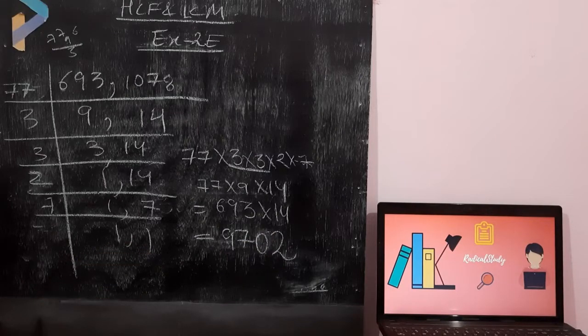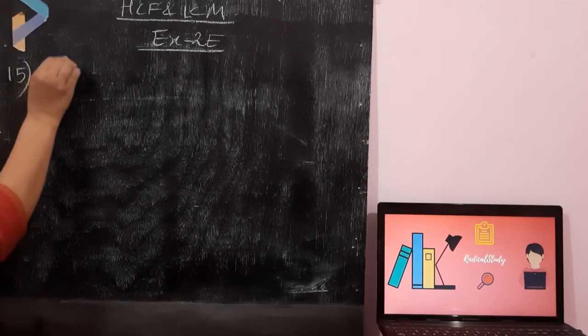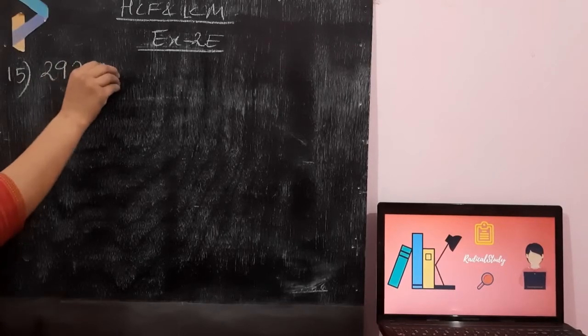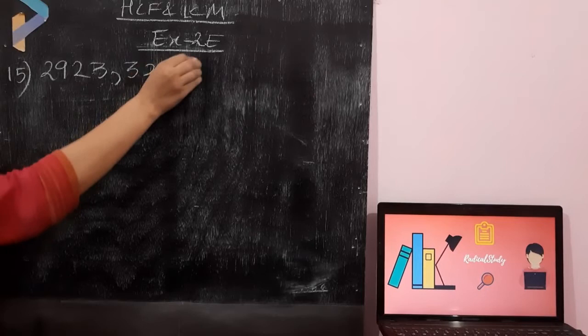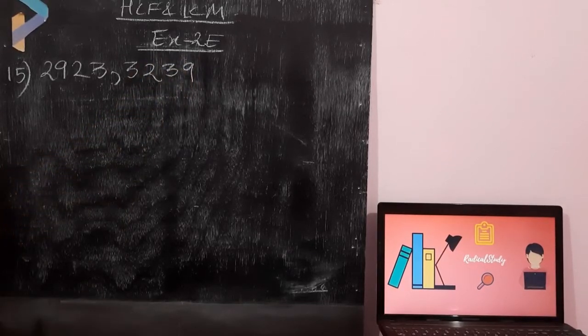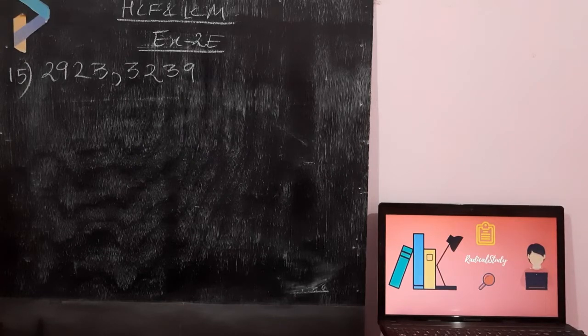Now I am going to solve question number 15. In that also we have to find the HCF and LCM both. So please pay attention, students. Here also the two numbers I found huge, and it might be difficult for you, so I am going to solve it. The numbers are 2,923 and 3,239. As per the information I have provided, firstly we have to find the HCF.